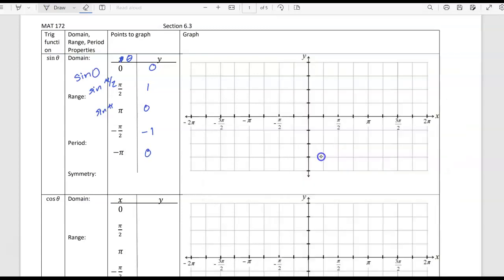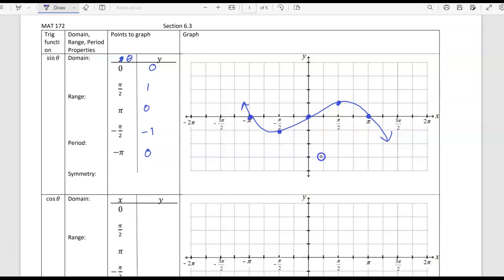So we've got these coordinates that we're going to graph. At 0, we're at 0. At pi over 2, we are at 1. At pi, we're back at 0. At negative pi over 2, we're down here at negative 1. And at negative pi, we're at 0. So connecting the dots, this is going to look like this. And then we're going to just keep repeating this over and over again.